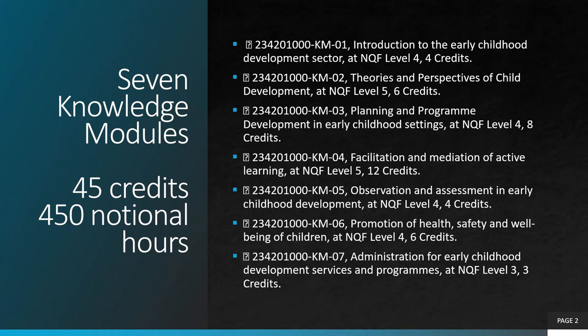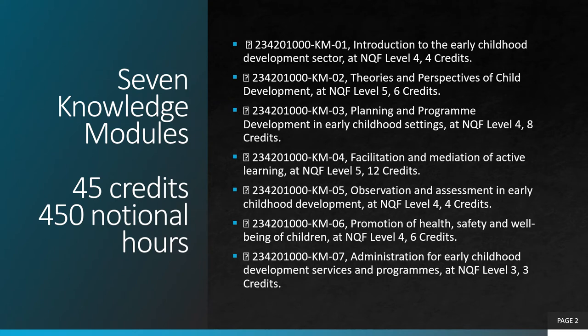The last one in the knowledge modules is knowledge module number 7, the administration for early childhood development services and programs. So as we can see, we've worked through the whole process of learning, and the last one is how do we do the paperwork that is needed to ensure that a child is monitored and to see if they are ready to move to the next level. This is on an NQF level 3, 3 credits, which means that it is 30 notional hours.